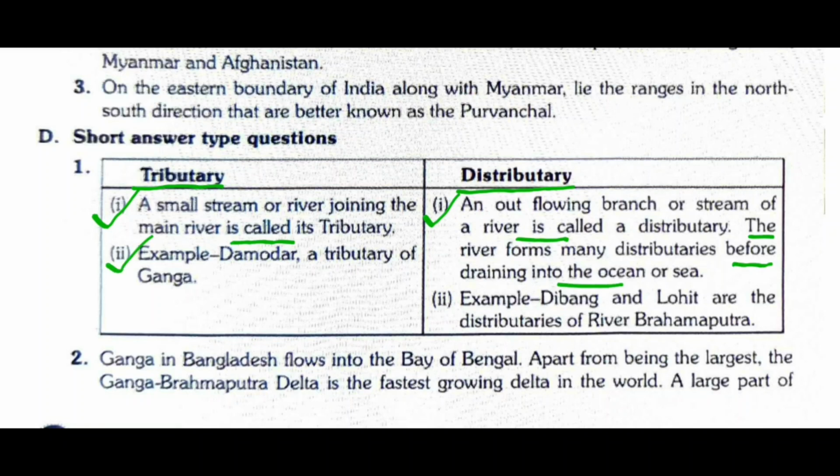Second point, example. Damodar is a tributary of Ganga. Similarly, Dibang and Lohit are tributaries of river Brahmaputra.